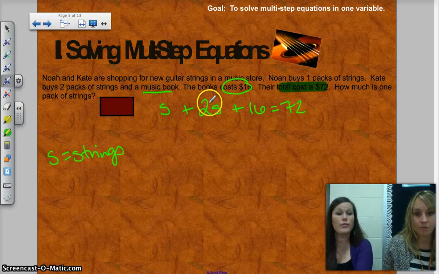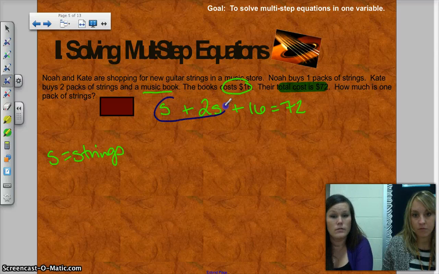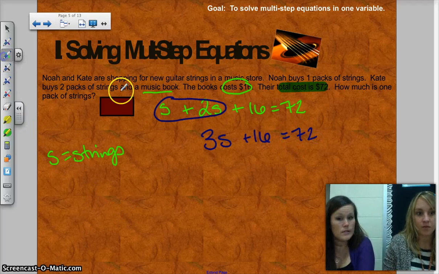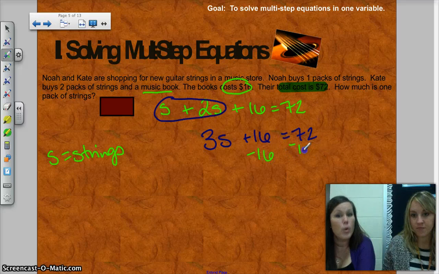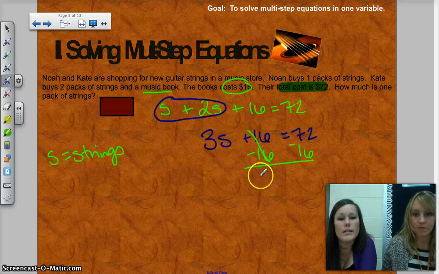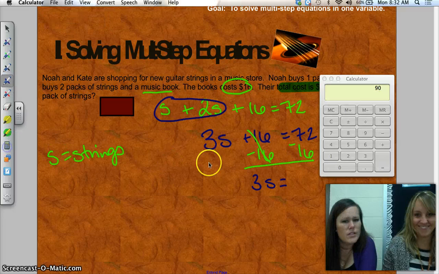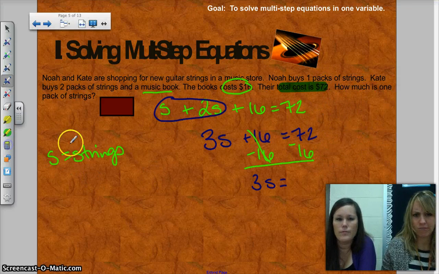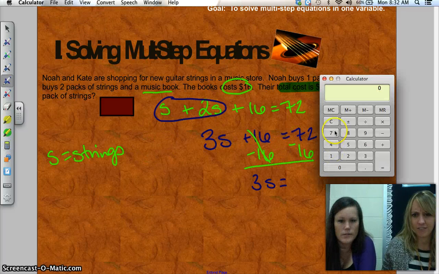Total of 3 packs of strings bought. 3S plus 16 equals 72. Now we're going to subtract off that 16 from both sides. Whatever I do to one side, I must do to the other side. 3S equals 64? I think so. 54. 56. I was way off. Did I type it in right? I think you did, because 72 minus 16 is 56.